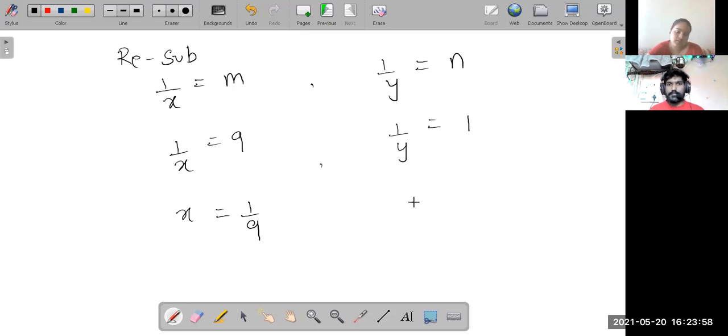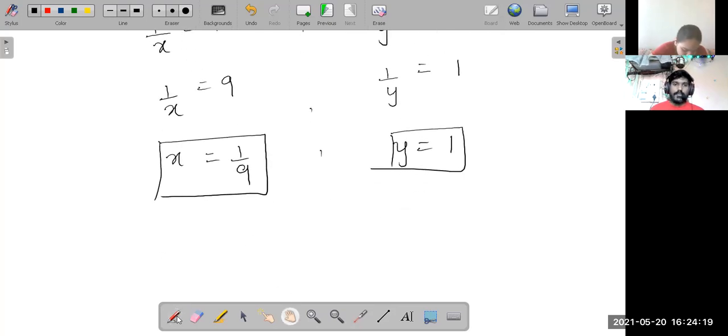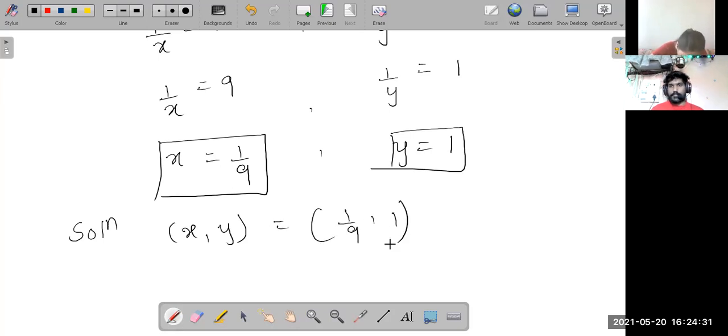And what about y? So y is equal to 1 upon 1, which is 1. So x is just 1 upon 9 and y is 1. Write that. You can write the final solution: x comma y equal to 1 upon 9 comma 1.